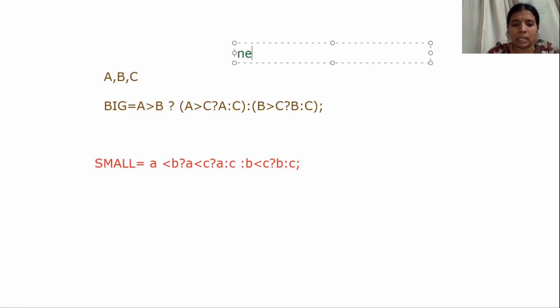This is using the concept of nested conditional operator. So dear students, here we have used nested conditional operator to determine which is smaller among A, B, and C, and also larger among A, B, and C. So we'll go ahead and try to run the program to see the output of this particular code.